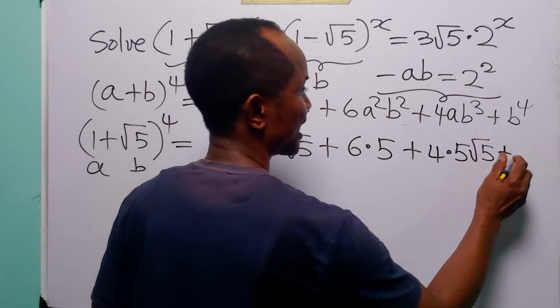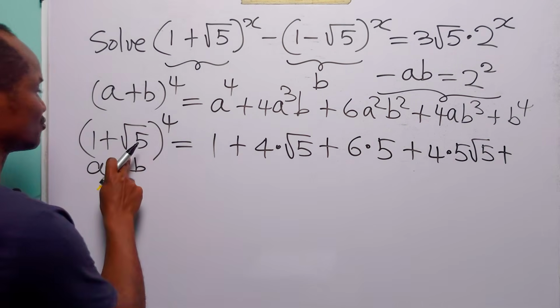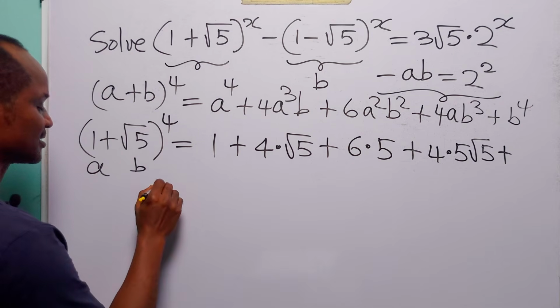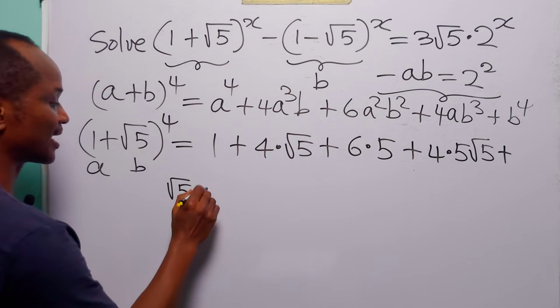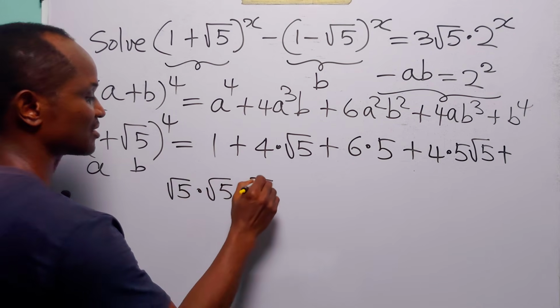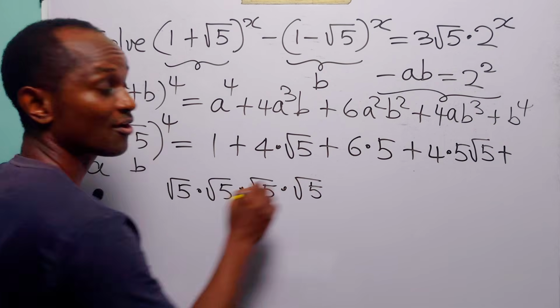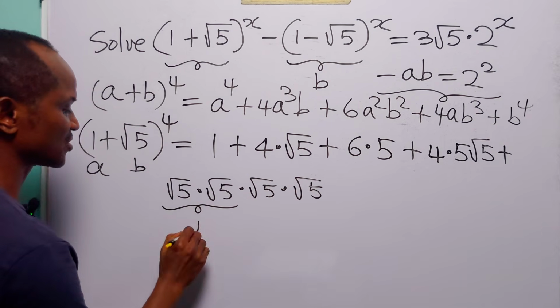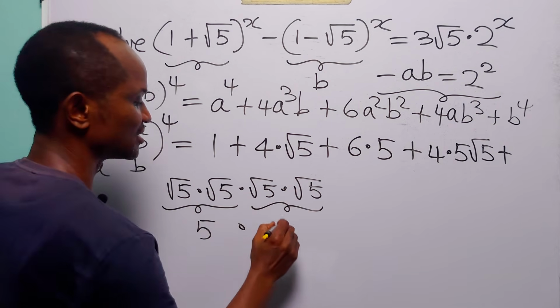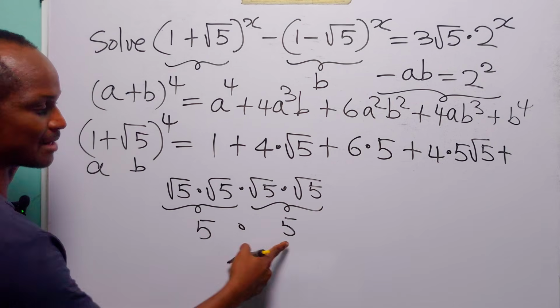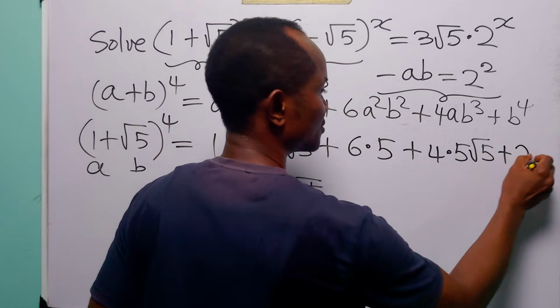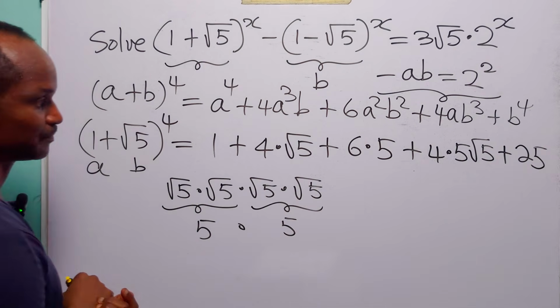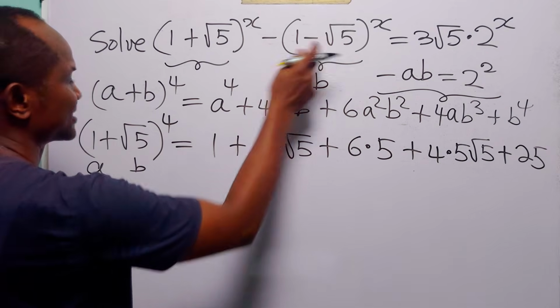And then finally we have b to the power 4, that is (√5)^4. That is √5 times √5 times √5 times √5. Of course, this two is going to give us 5, and this two is going to give us 5. And 5 times 5 is equal to 25.